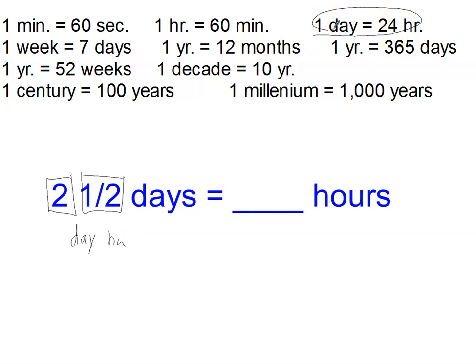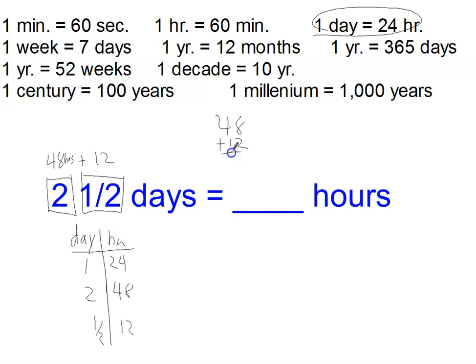1 day is 24 hours. So 2 days would be 2 times 24. That's 48. And then half of 24 is 12. So this is 48 hours. And the half is 12. So I add those together. 48 plus 12. Oh, 60 hours. 2.5 days would be 60 hours.